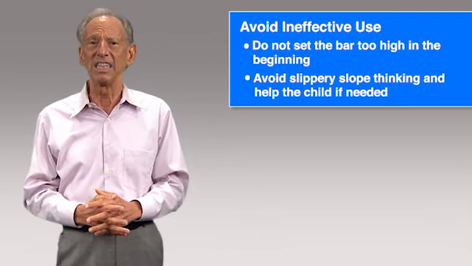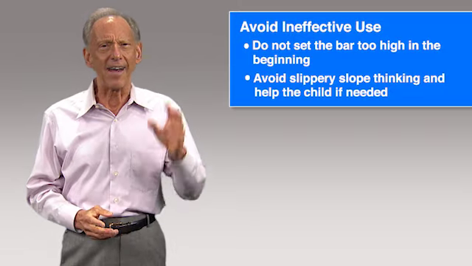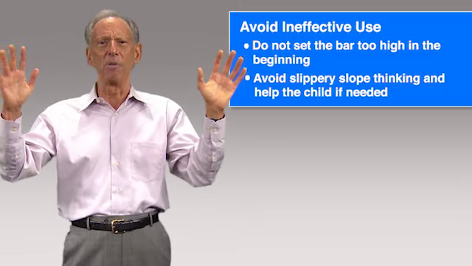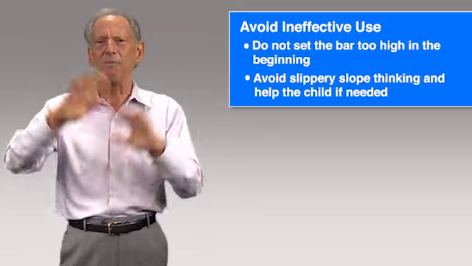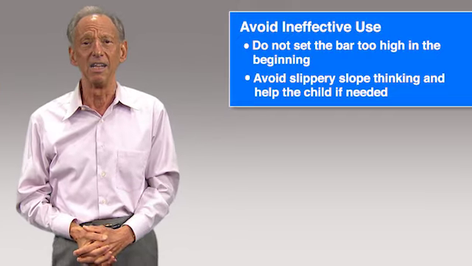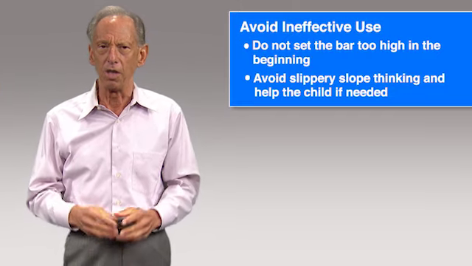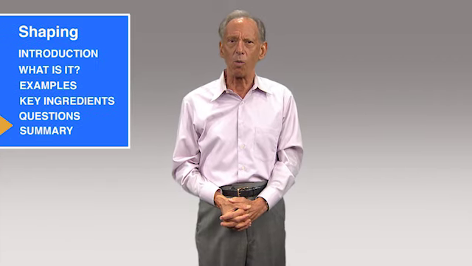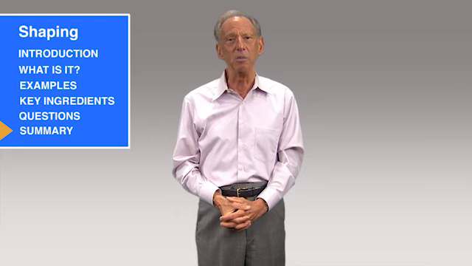Parents often have slippery slope thinking. If I have to help now, I'll always have to help. If the child can't work on his own now, he'll never be able to work. No, it turns out just the opposite is true. You help a little bit, you don't have to help anymore. Try shaping. Behaviors that otherwise will not occur can be obtained by this gradual approach.